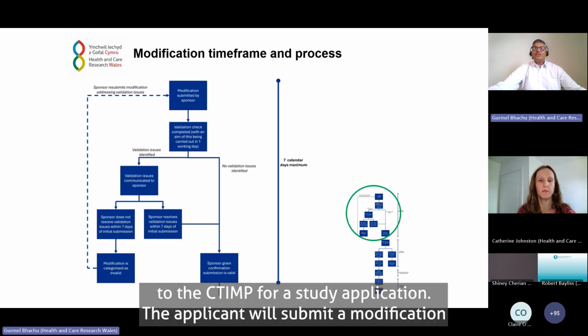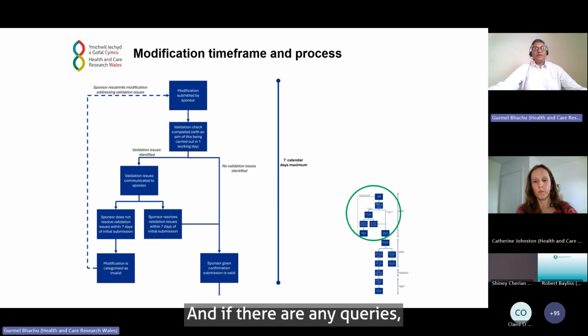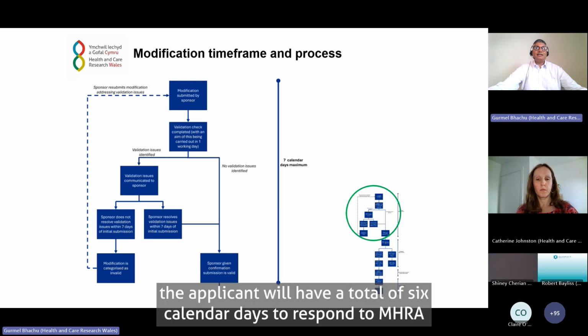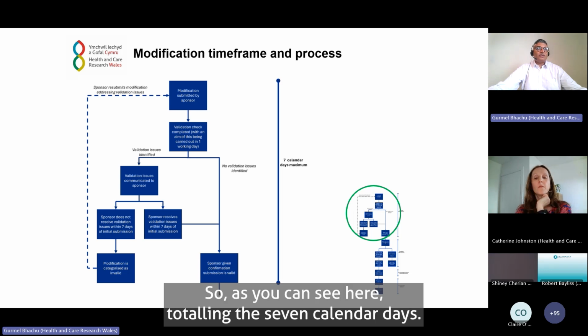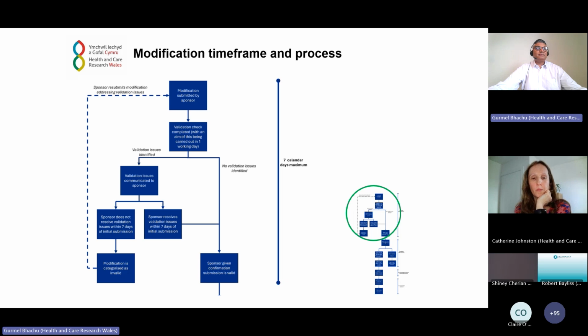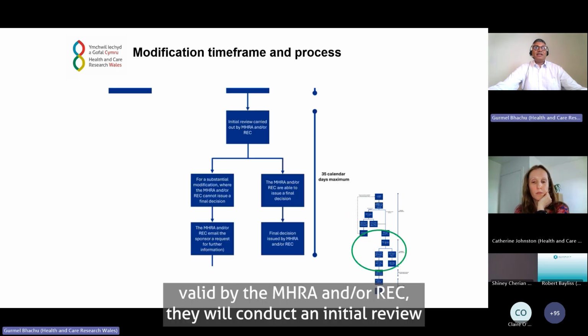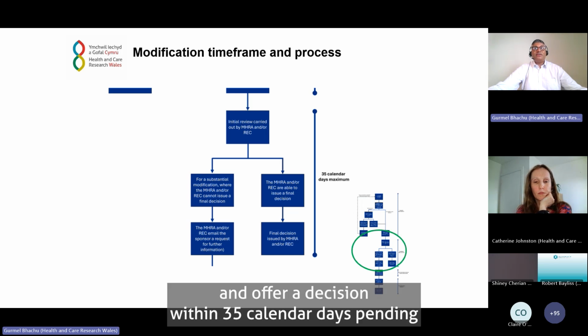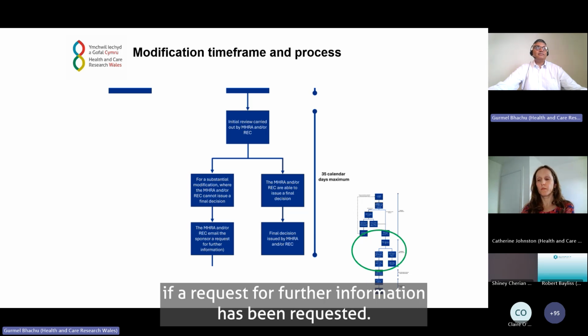Initially, and it's very similar to the CTIMP full study application, the applicant will submit a modification. This begins the validation stage of the modification, where the MHRA will have 1 day again to validate, and if there are any queries, the applicant will have a total of 6 calendar days to respond to the MHRA, and they will confirm if the application is valid or invalid. So as you can see here, totaling the 7 calendar days. Again, like full applications, once the application is made valid by the MHRA and or REC, they will conduct an initial review and offer a decision within 35 calendar days, pending if a request for further information has been requested.